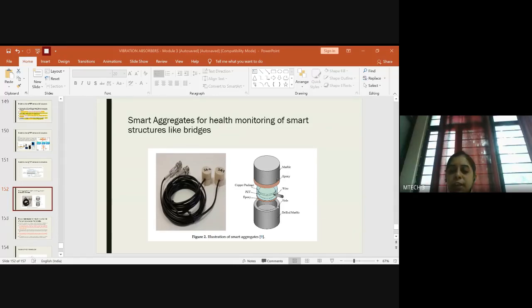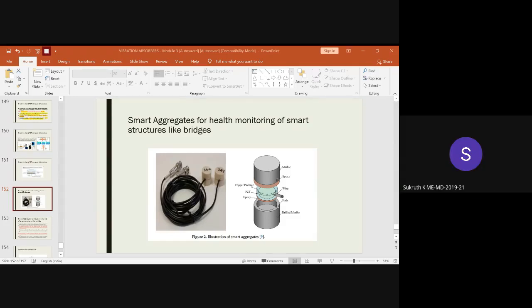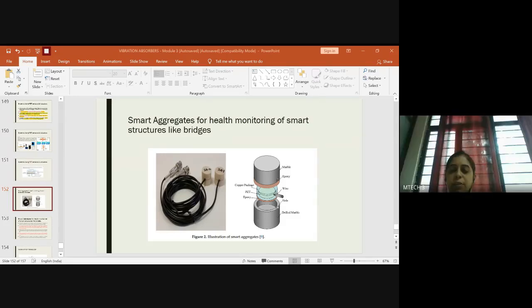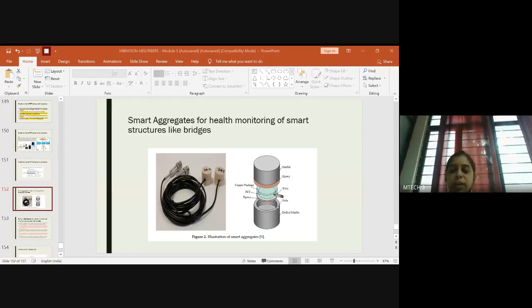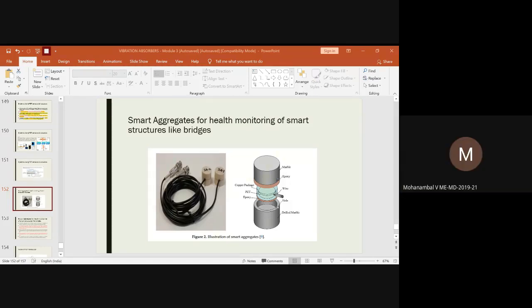Sukrut, do you need time? Sorry, Srinidhi, do you need time? Yes, ma'am. I'm here, ma'am. I'll give you 2 minutes. Just think and let me know. By the time, Mohan number.